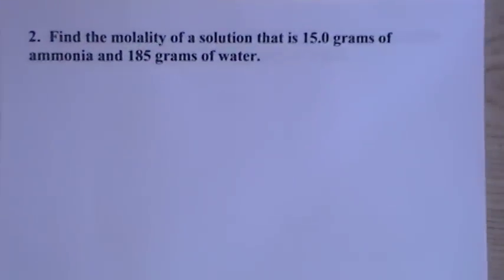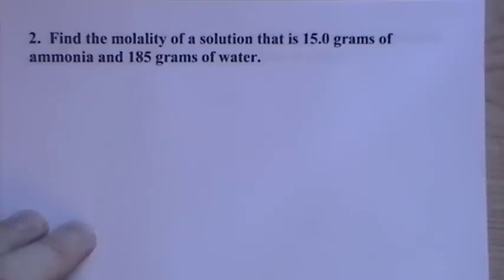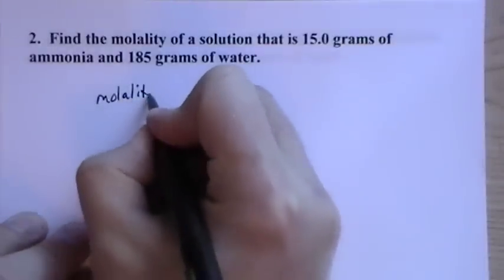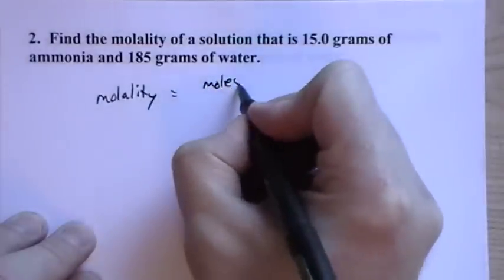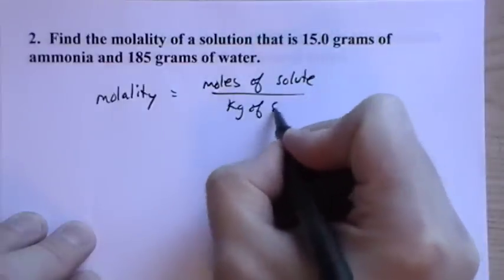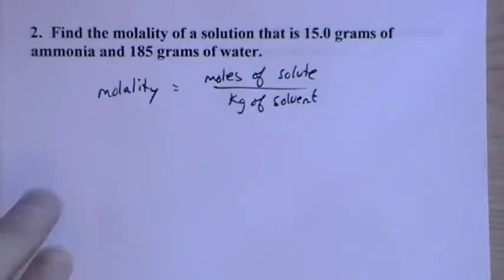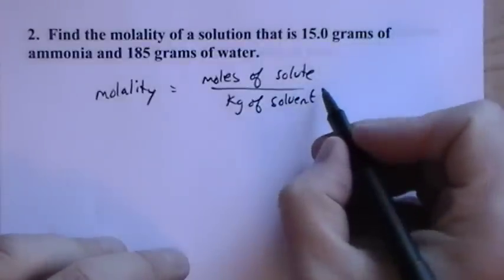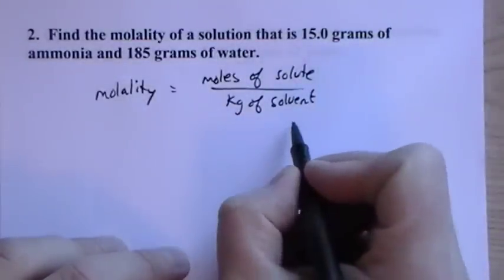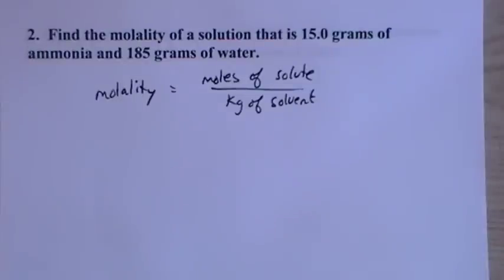Okay, so a lot of these guys to do. Find the molality of a solution that is 15 grams of ammonia and 185 grams of water. So molality, not molarity, but molality equals moles of solute divided by kilograms of solvent. And the reason we use molality: moles of solute doesn't change with temperature, neither does the mass of the solvent. Molarity, though, has liters of solution, and liters of solution will change with temperature. The volume of liquid changes with the temperature.